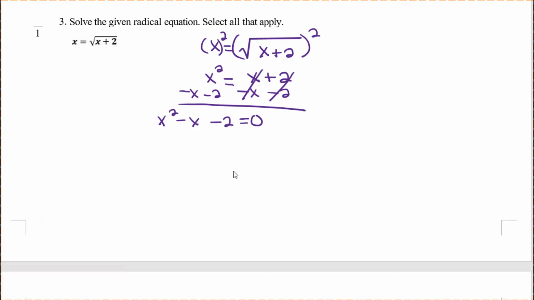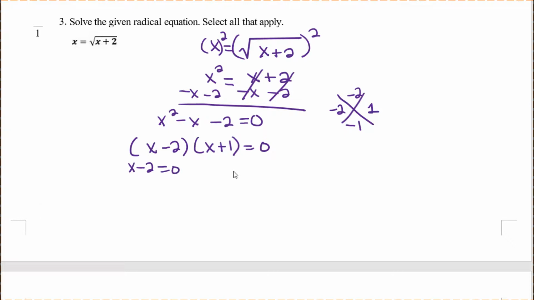All right, so at this point we need to see if we can factor here. So we want the factors of negative 2 that add up to negative 1, which in this case would be negative 2 and positive 1. So we can factor this: x minus 2, x plus 1 equals 0. And then solve this, so you have x minus 2 equal to 0, and x plus 1 equal to 0. So what makes this 0? Well, x equal to 2 makes that 0, and x equal to negative 1 makes that 0.